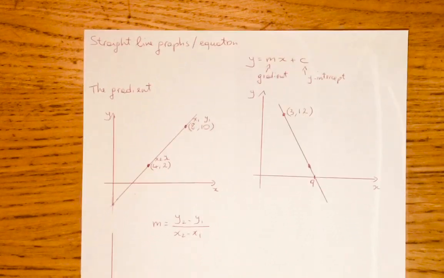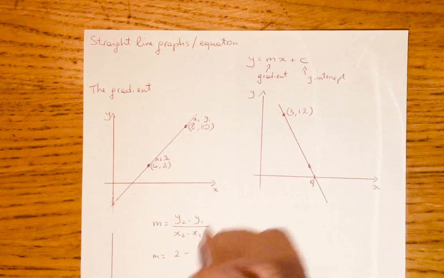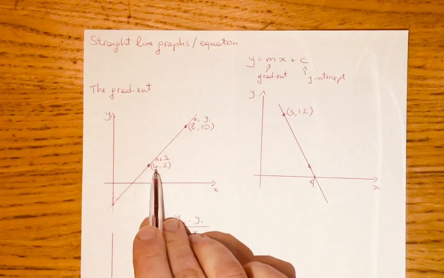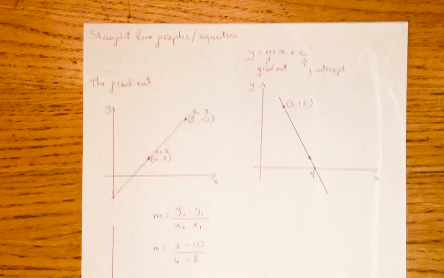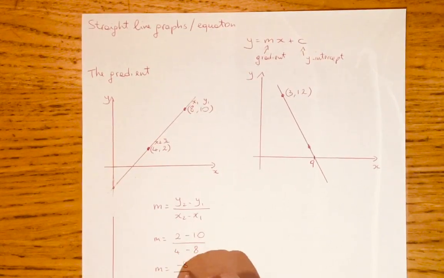So m is equal to y2 which is 2 minus y1 which is 10, over x2 which is 4 take away x1 which is 8. So 2 minus 10 is minus 8, and 4 minus 8 is minus 4. A negative divided by a negative becomes positive. 8 divided by 4 is 2. So the gradient of that line is 2.